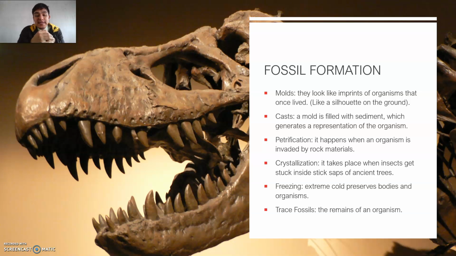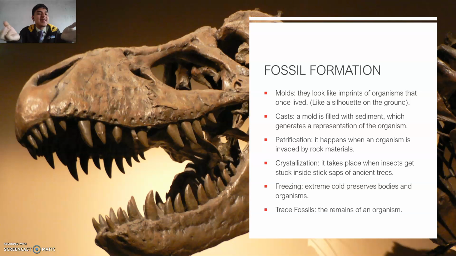We also have crystallization, and it takes place when insects get stuck inside sticky saps of ancient trees. A couple of months ago, I was watching a documentary which was extremely interesting. And it was about a cockroach that was found in one of these saps of ancient trees. And what was interesting was that this cockroach was fossilized since the era of dinosaurs.